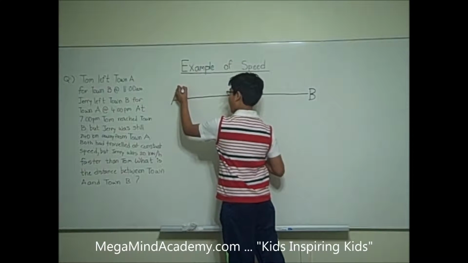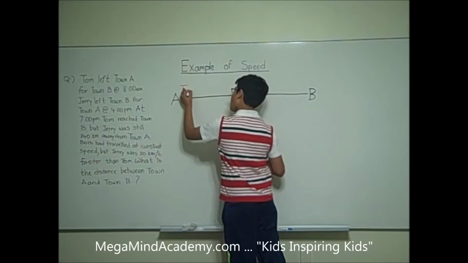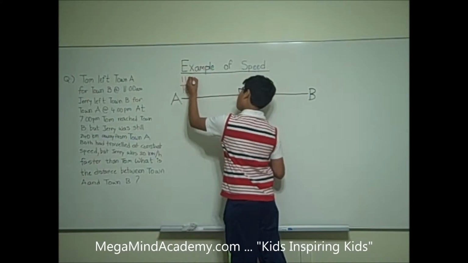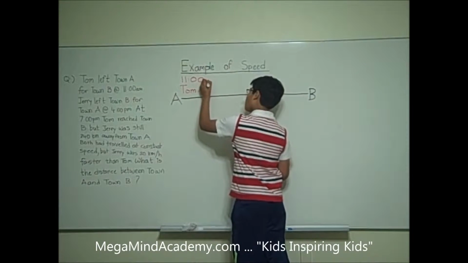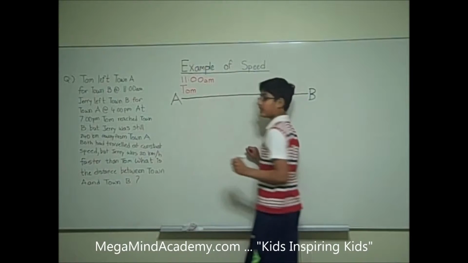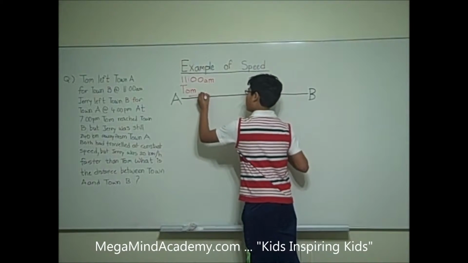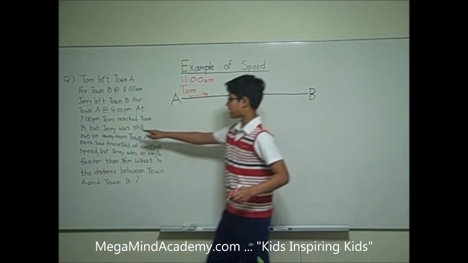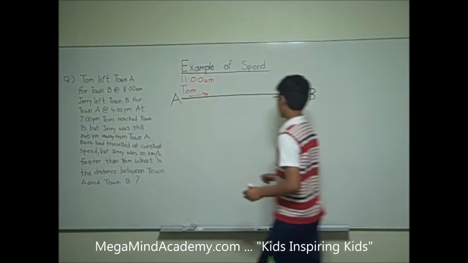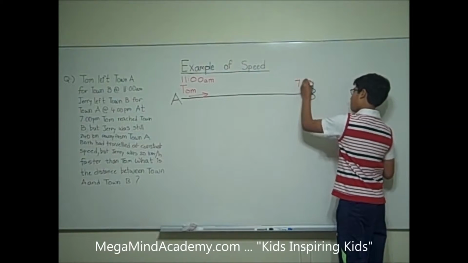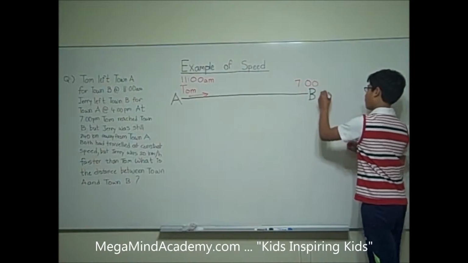Tom leaves town A at 11 a.m. He heads towards town B and reaches town B at 7 p.m. So he reaches town B at 7 p.m.